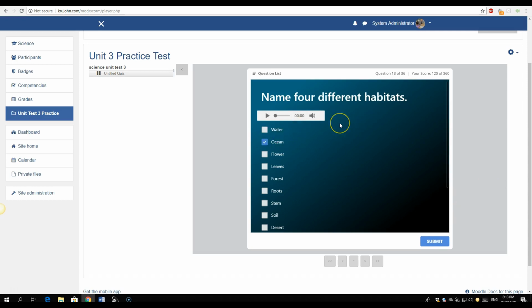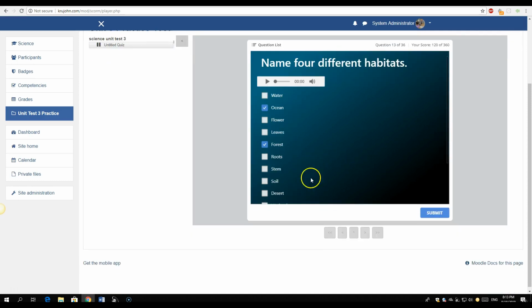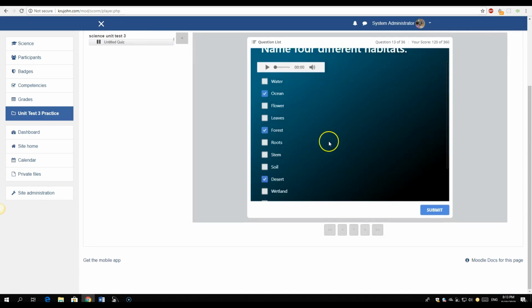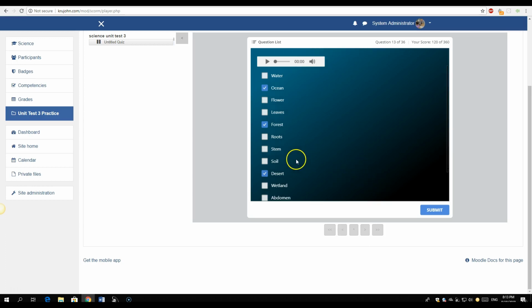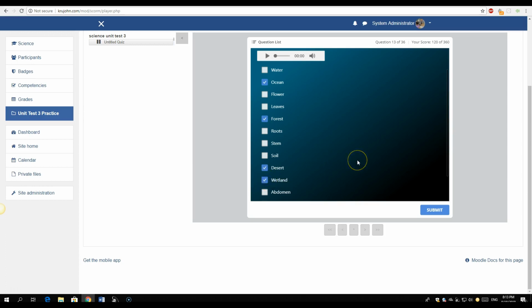Yes, the ocean. Fish live in the ocean. Sharks, whales, dolphins, many different things. What else? Oh, the forest. There's many trees in the forest. Squirrels, rabbits, bears, foxes. It's many. The desert. Oh, can you think of some desert animals? The camel, scorpion, snakes live in the desert, and the wetland.